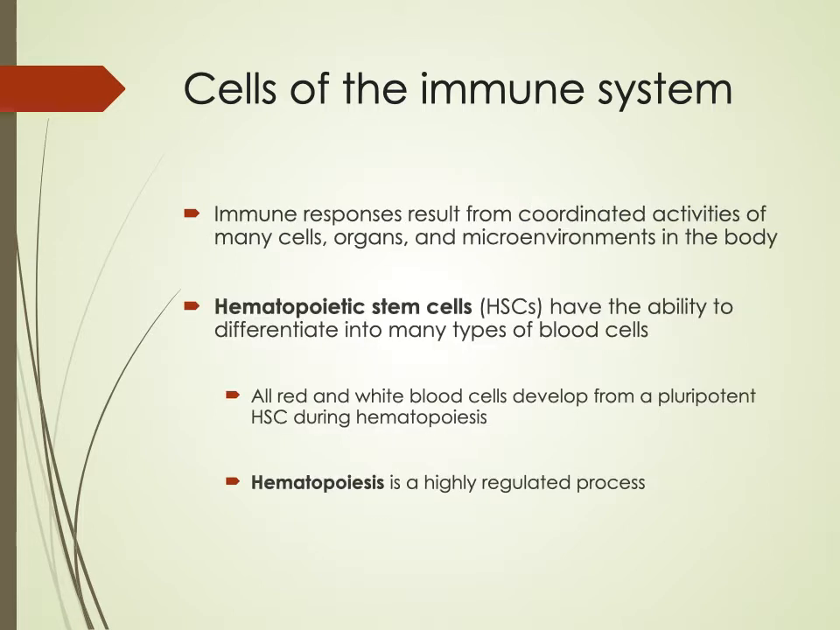So for the immune response, there has to be this coordinated activity between many different cells, organs, and the microenvironment. And again, it all starts with that hematopoietic stem cell that is going to become all these different cells. So we want to keep in mind that all red blood cells and also white blood cells are going to be derived from these through the process of hematopoiesis, and that this is highly regulated.